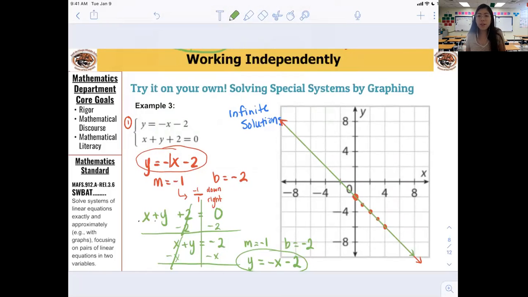Questions so far? Questions at all? We're almost done. We're just going to do a couple of different problems now. But this is the last one of graphing. So any questions on graphing?